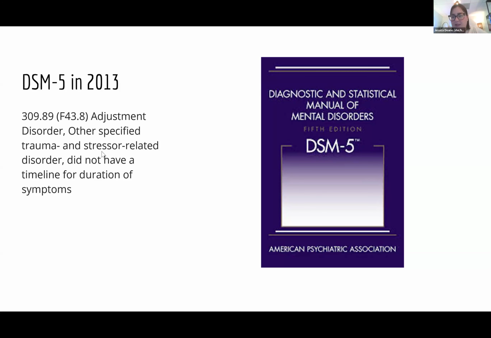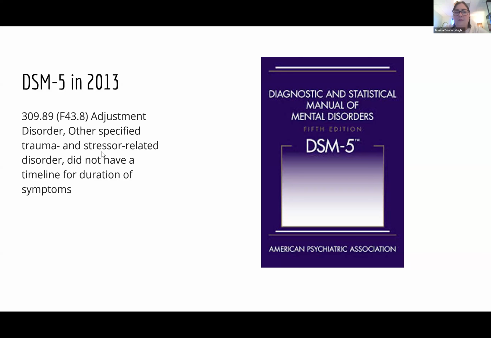So in the DSM-5, adjustment disorders were combined with a cadre of traumatic disorders. So adjustment disorders in the DSM-5 were placed under the trauma and stressor related disorders. Look at that, not a personality disorder, but a trauma and stressor related disorder. That feels a little bit more on target, yes? That chapter in the DSM also includes PTSD and acute stress disorder. And adjustment disorders were no longer an independent category. The hope there was that this would promote additional research, right? So the way that this was listed, 309.89 or F43.8, adjustment disorder, other specified trauma and stressor related disorder. It still did not have a timeline for duration of symptoms, which is a problem.